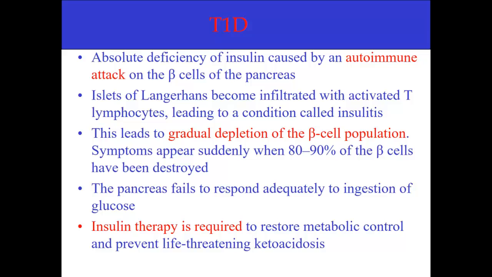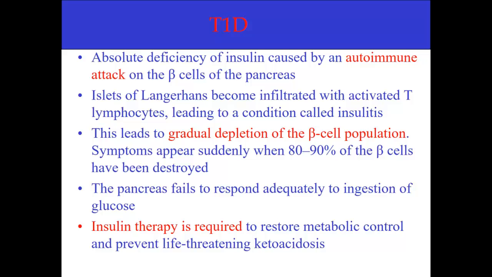So our islets of Langerhans will become infiltrated with activated T lymphocytes, leading to what we call insulitis, and this will gradually kill the beta cells, and we will not see any symptoms until 80 to 90% of the beta cells have been killed.